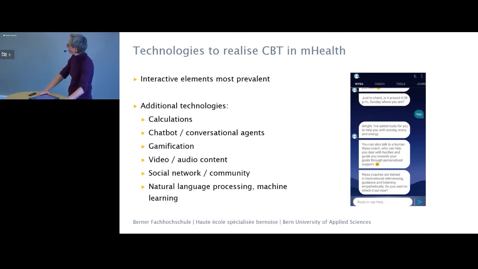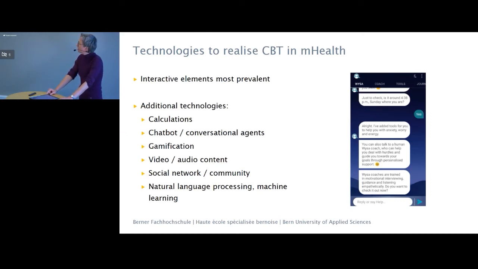Then we found additional technologies that are implemented. So chatbots is one aspect, so that I kind of have someone I can talk to about my problems, and the chatbot is providing some exercises or some solutions or some information to help me in my situation.